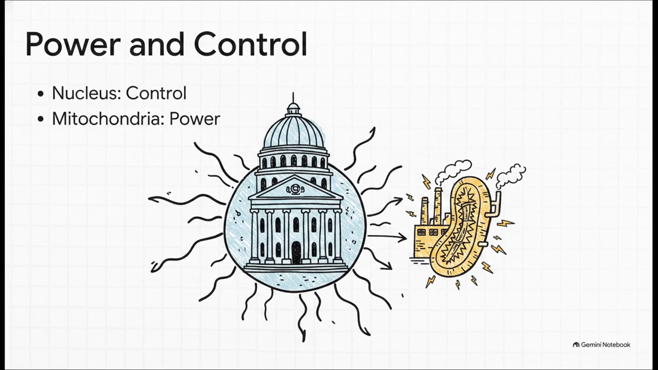Now let's move to the real heavy hitters of our microscopic city: power and control. First up is the nucleus. This is absolute City Hall. It's the central command center, holding all the vital genetic information, the DNA blueprint, and it issues the exact orders for how the cell should behave, how it should grow, and when it should divide. It's the boss.